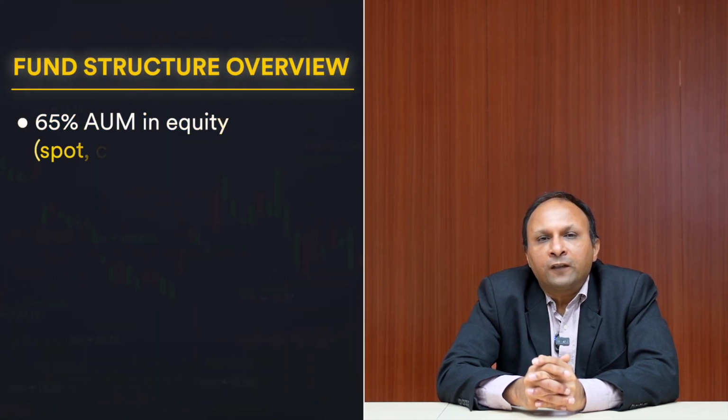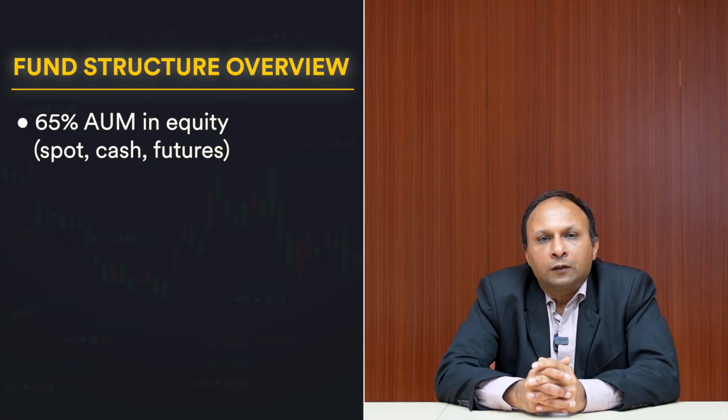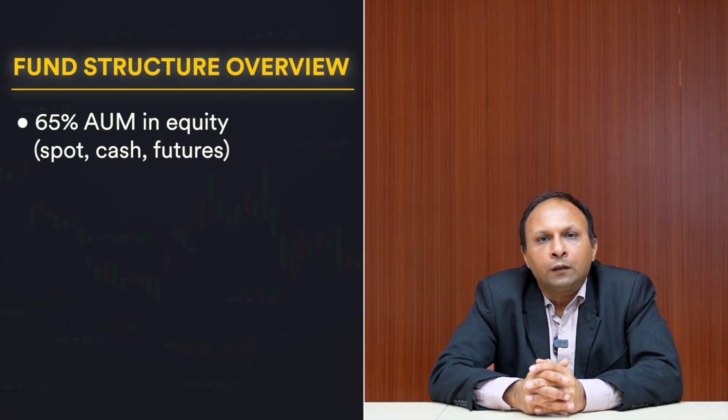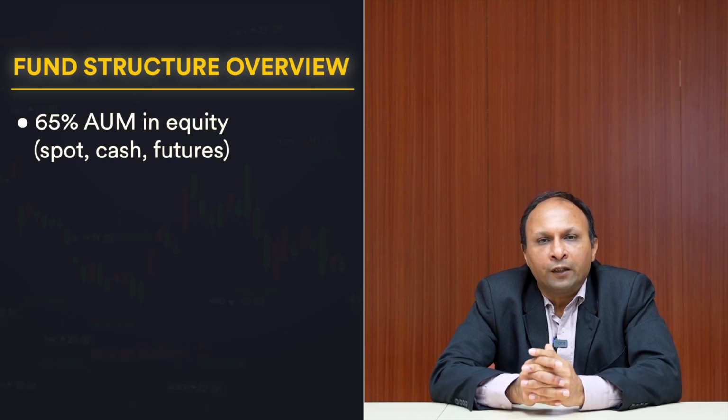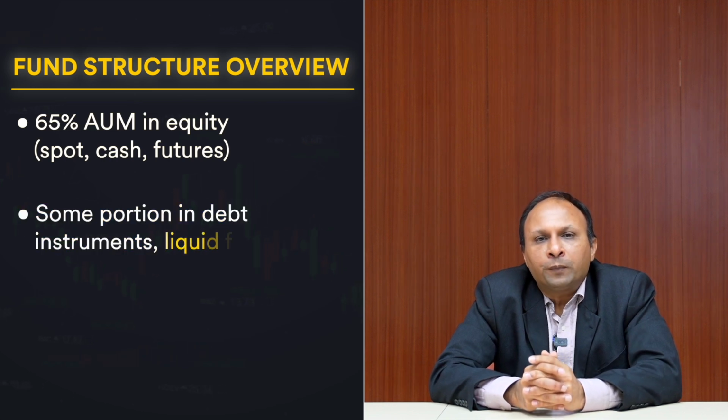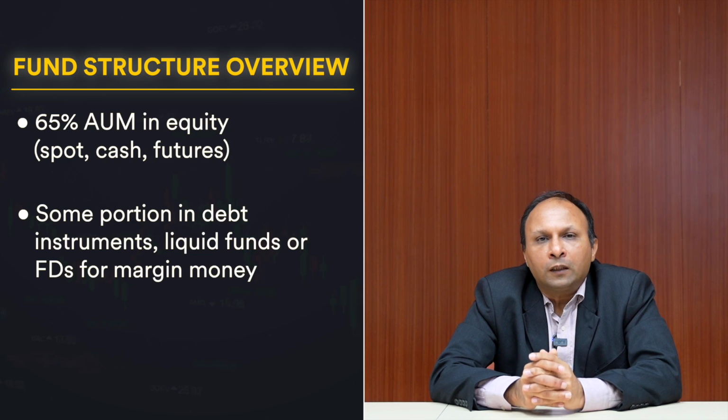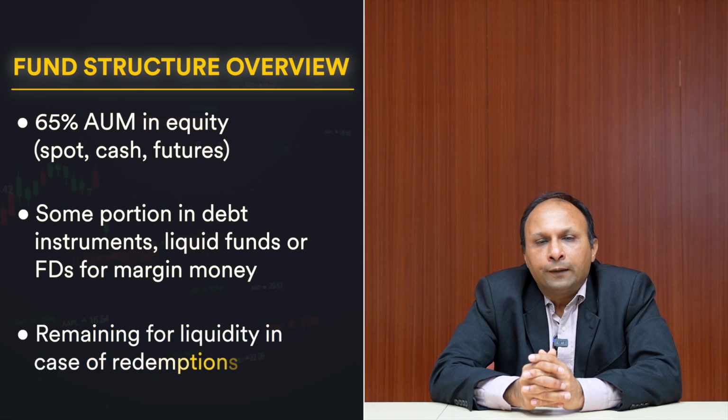Now, if we look at the fund construct, at least 65% of the fund AUM is invested in equity and equity related instruments, that is equity spot and cash and futures market. Some portion is placed in the form of debt instruments or liquid fund units or bank FDs for margin money purposes with the exchange, and the balance is placed in debt instruments with a view to maintaining some liquidity in case of redemptions of the fund.